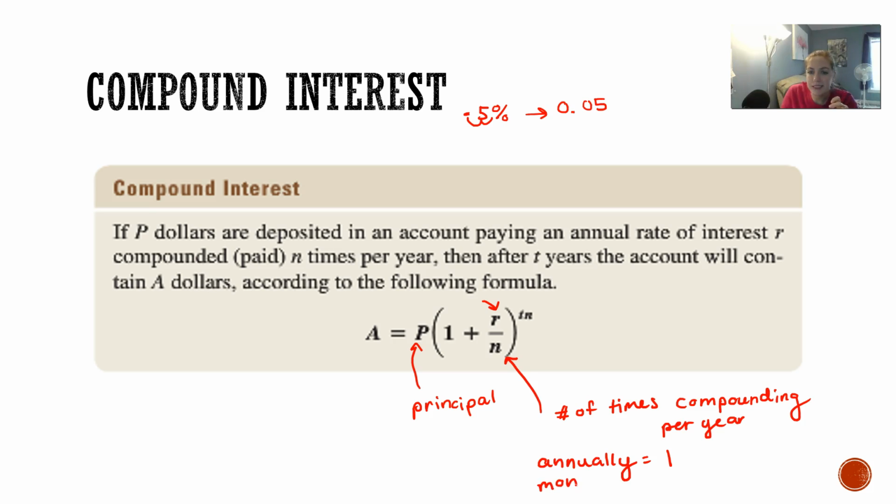Monthly, how many months in a year? 12. So 12 times a year, January, February, March, April, 12 times a year, you're compounding. Daily would be 365. Quarterly would be 4 times a year. You have 4 quarters in a year. I think that's pretty much everything that you're going to be presented with. There's a few other ones. And then as an exponent, so be careful, this is an exponent, we have t times n. So we're going to take the time that we're investing this money into that account. We're going to multiply it by that n value.